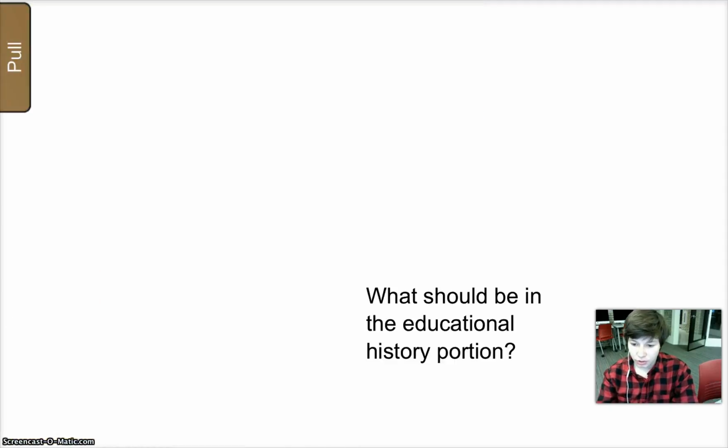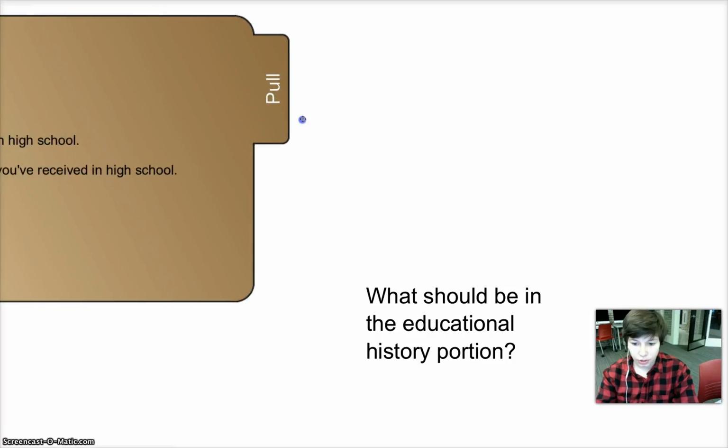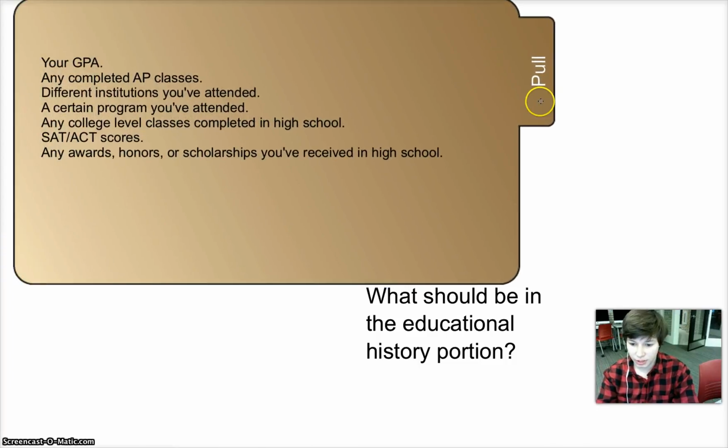Let's talk about what you should include when you're writing your educational history. Does anyone have any ideas? Well, for starters, your cumulative GPA should be included. You can get this by speaking to either me or the college advisor. You should also include any other institutions you've attended or certain programs you're part of, your SAT/ACT score when you get them and if you took them, any AP or college level classes you've completed and the scores you received on the AP tests, and any awards, honors, or scholarships you've received while in high school. This will give the colleges you're thinking about a good idea of what kind of student you are academically.